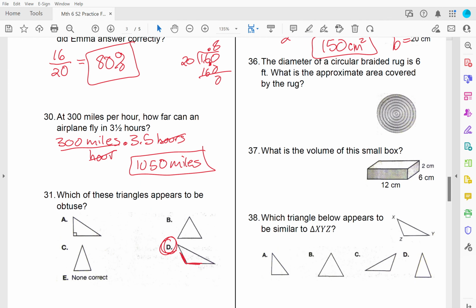Alright, the diameter of a circular braided rug is 6 feet. Remember, that makes our r 3. What is the approximate area covered by the rug? So pi r squared is our area of a circle. r is 3. 3 squared is 9. So we have 9 pi. We're approximating it, so we multiply it by 3. 9 times 3 is 27. So 27 feet squared.